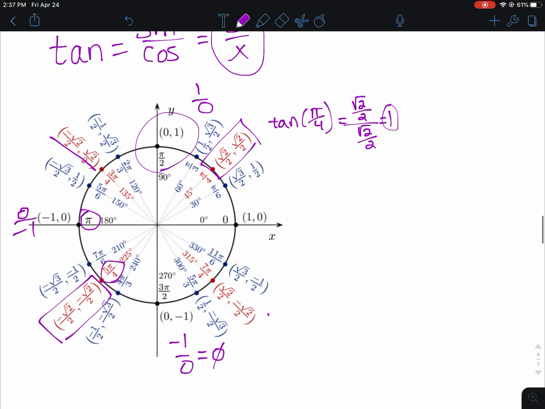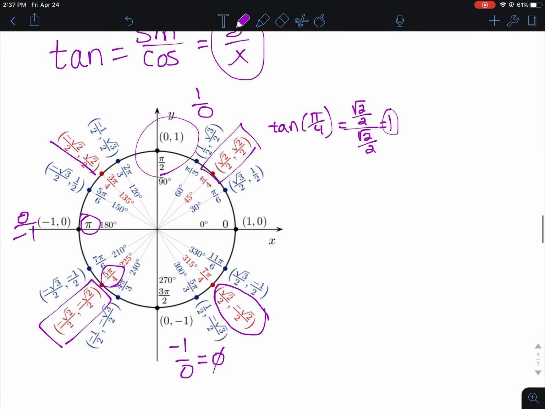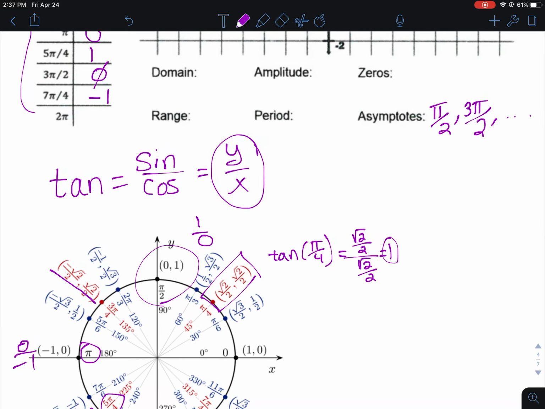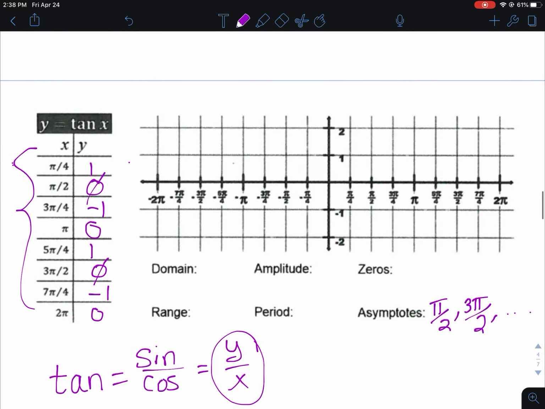7 pi over 4, negative square root of 2 over 2 divided by square root of 2 over 2 is negative 1. And 2 pi is 0 over 1, so 0. So let me plot those points there, and let's see what we come up with. So pi over 4, we have 1.